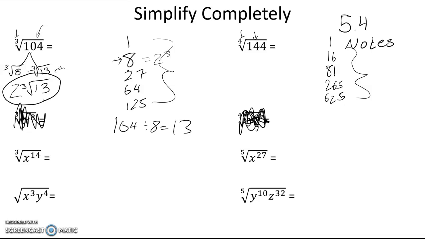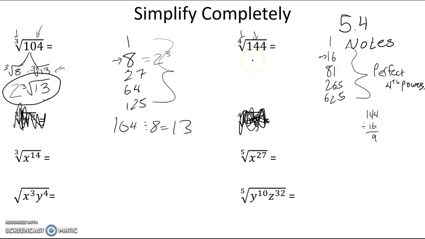All right, so moving on to this other example here, we have the fourth root of 144. And again, now I'm not looking for perfect cubes, but my perfect fourth powers, that is. And I'm looking for a number over here that can divide 144. Now if you look right here, I get 16. Do a little bit of work there. 144 divided by 16 gets you 9.